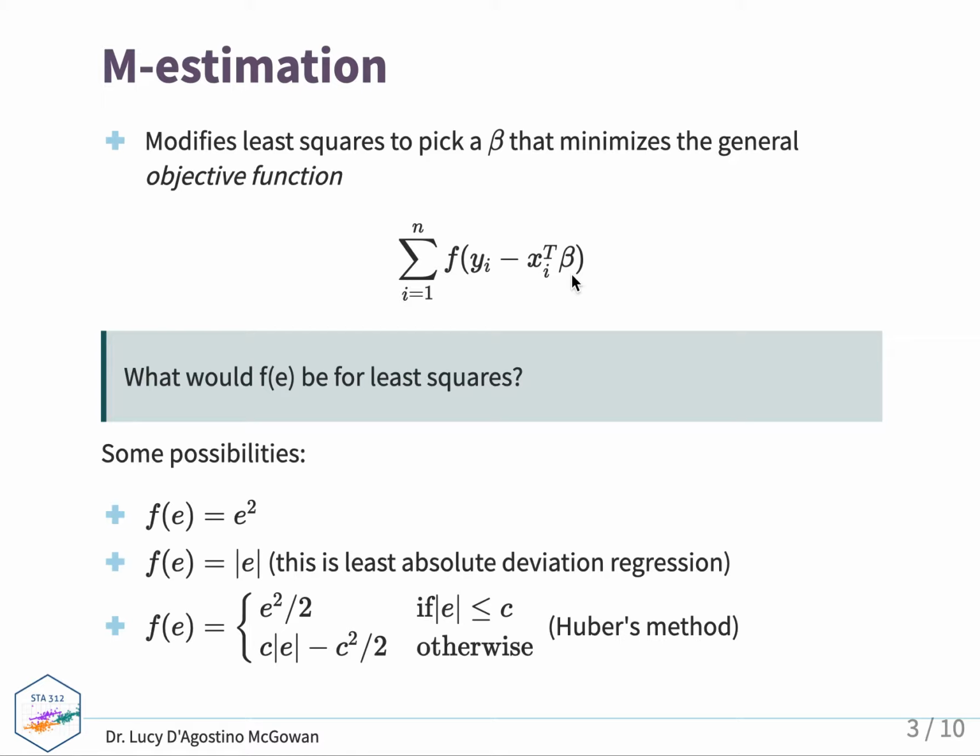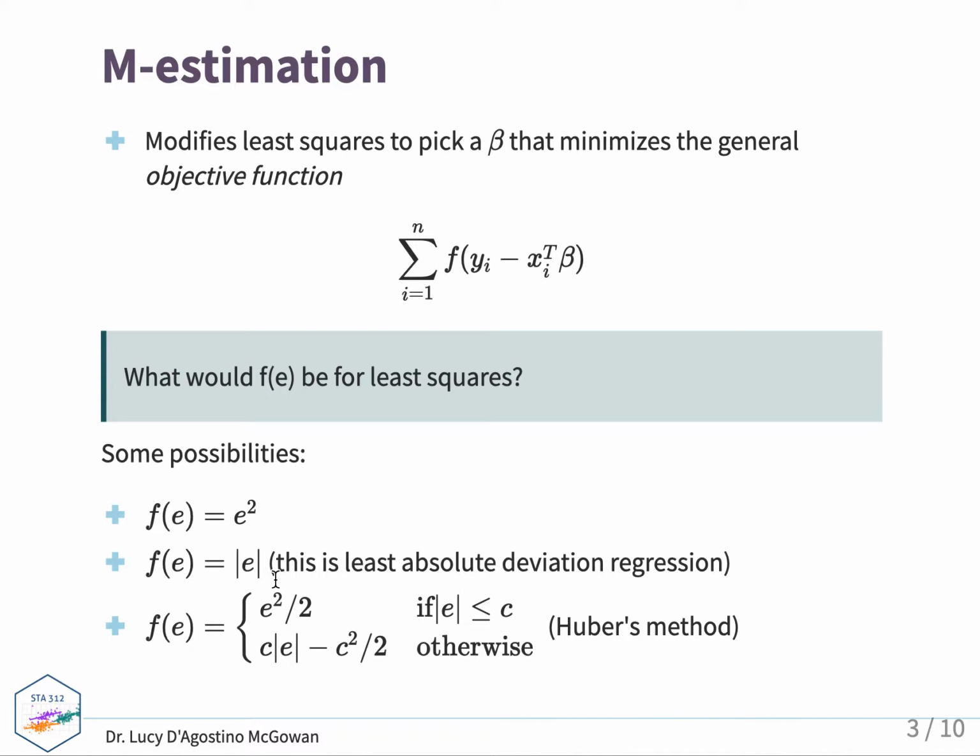There's lots of different possibilities for this function. In general, there are certain characteristics that you'd want these functions to have. Maybe you want them to be monotonic, and there are various rules for setting these M estimators. But we're going to talk about three forms of this today. The first is just the normal least squares, where the function is just equal to e squared, the residual squared. The second is known as least absolute deviation regression. That would be if you set this equal to the absolute value of e. Sometimes we call this the L1 regression as well, or L1 norm.